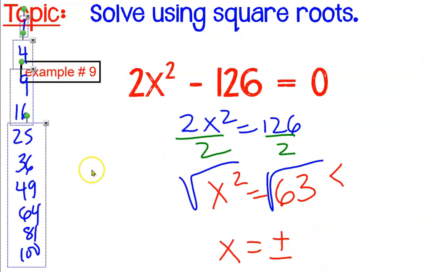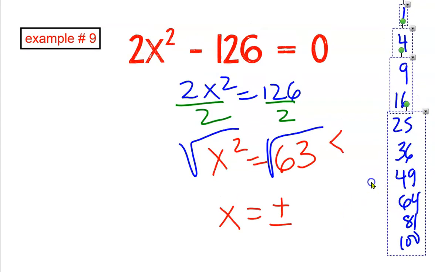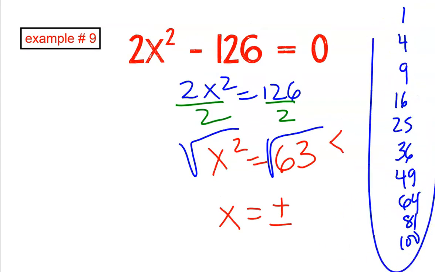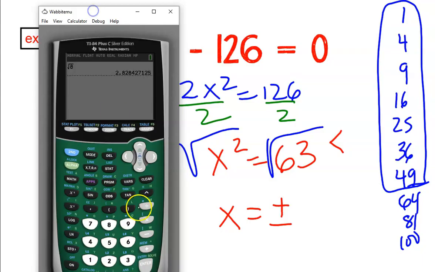And I'm going to try and think to myself, do any of these perfect squares over here factor into 63? Like, is 63 divisible by any of these perfect squares? So obviously I can't pick any number bigger than 63. So I'm looking only in this section. I'm going to start from the top. Obviously 49, no, 36, 25. So like, I'm not sure about these. So I could certainly use my calculator to guess and check, right?